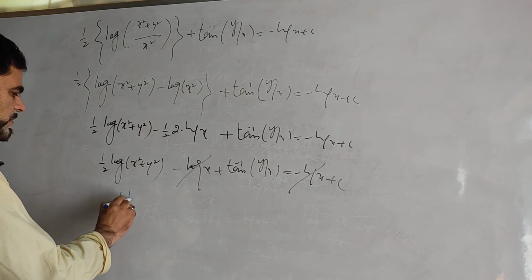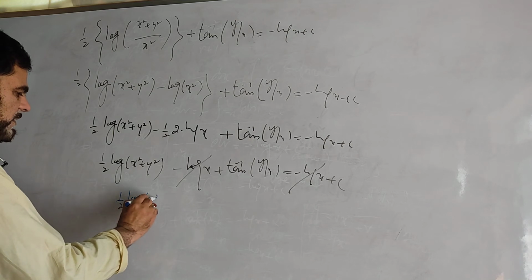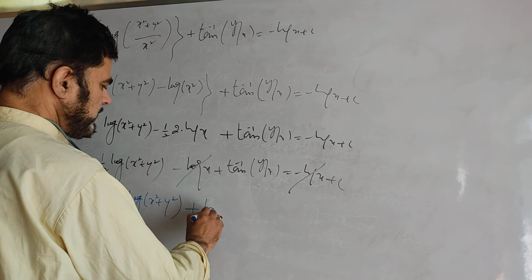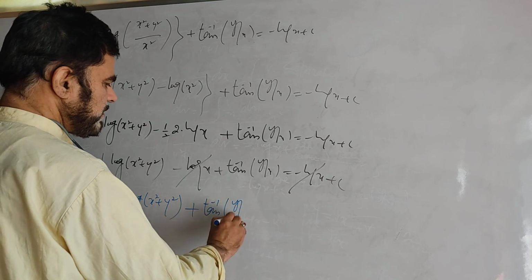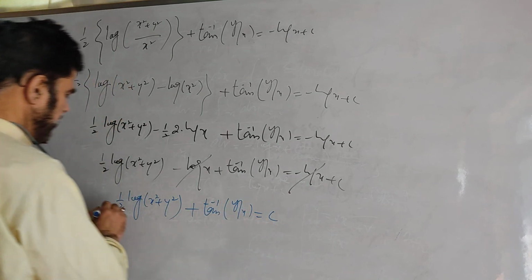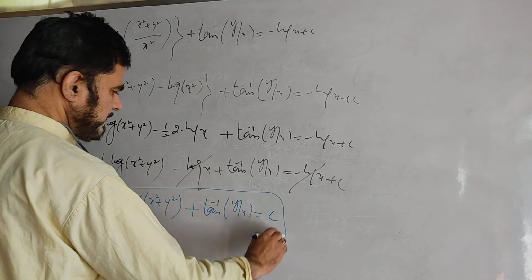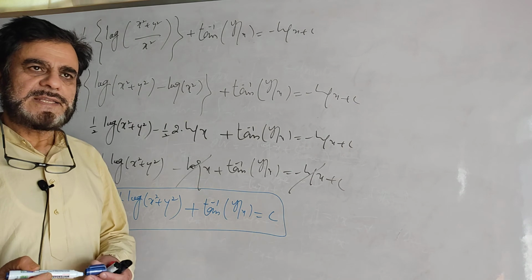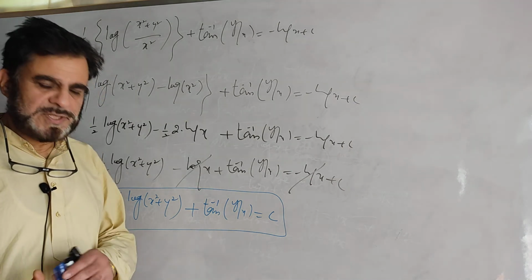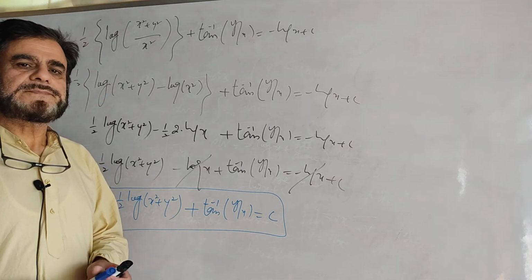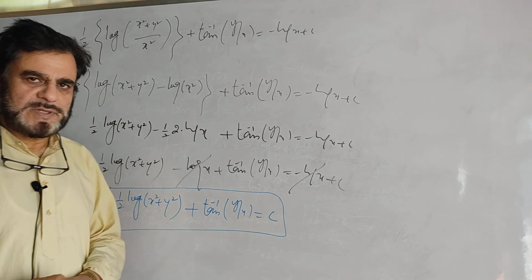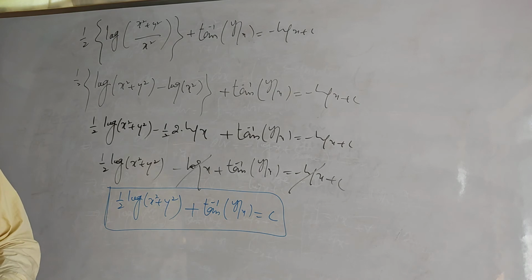Solution is 1 by 2 log of x square plus y square plus tan inverse y by x is c. This is the solution of your given differential equation. When it was a homogeneous, the differential equation was not in a position that we could separate the variables. When it is a homogeneous, we could put y is equal to vx and we could separate it as variables. Now we have some more applications.